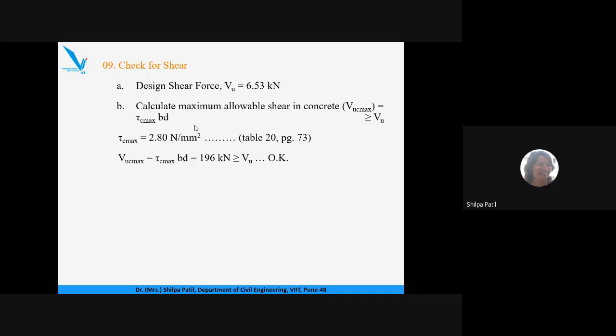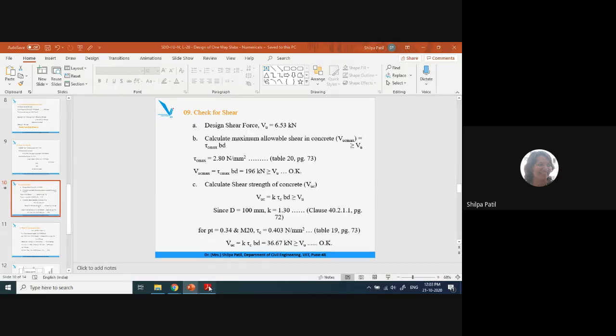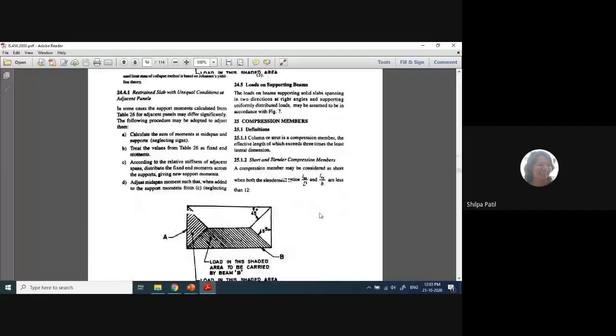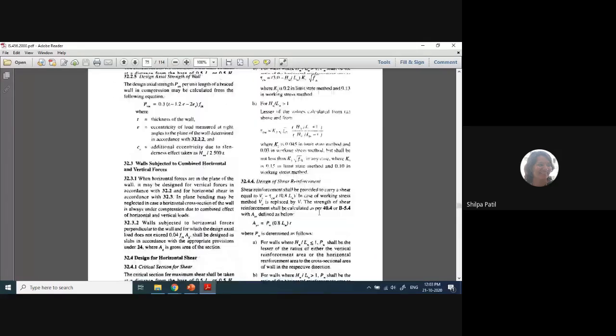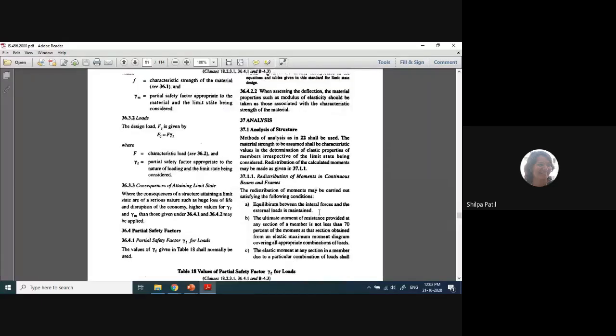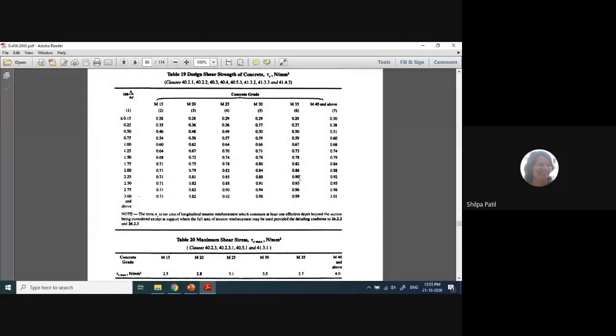The next step is we have to calculate the shear resistance provided by the concrete, that is VUC. VUC equals K into tau C into BD. Now, overall depth D is 100 mm. So for that, the K is coming as 1.3. I think I need to explain this to you through the clause. So I will go back to the IS code, page number 72. Page number 72, right?